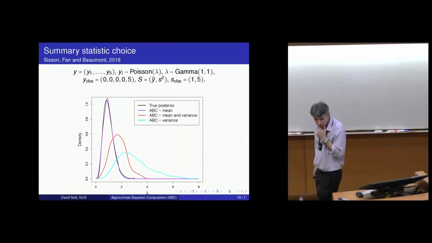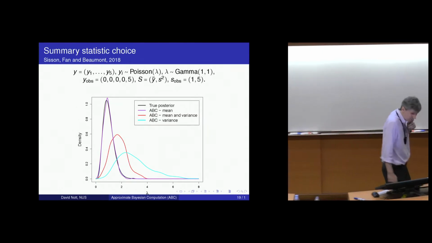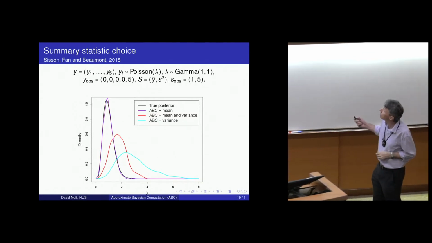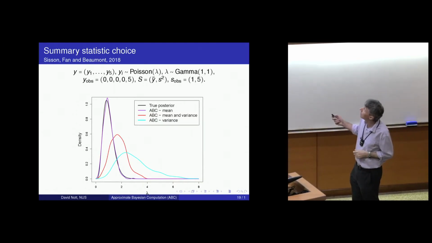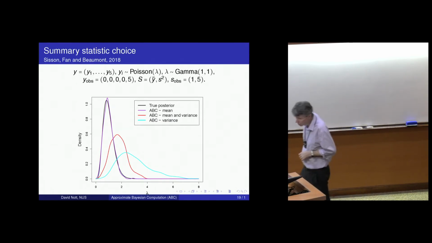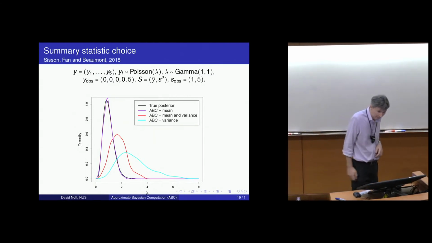So what we're going to do here is just consider a simple sample from a Poisson model. The data is Y. I have five IID draws from a Poisson model with mean lambda. My prior on lambda is a gamma 1-1. Suppose my observed data consists of four zeros and a five.